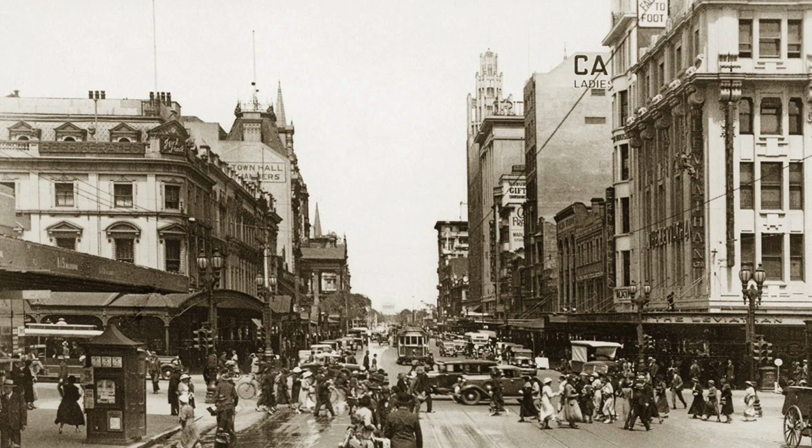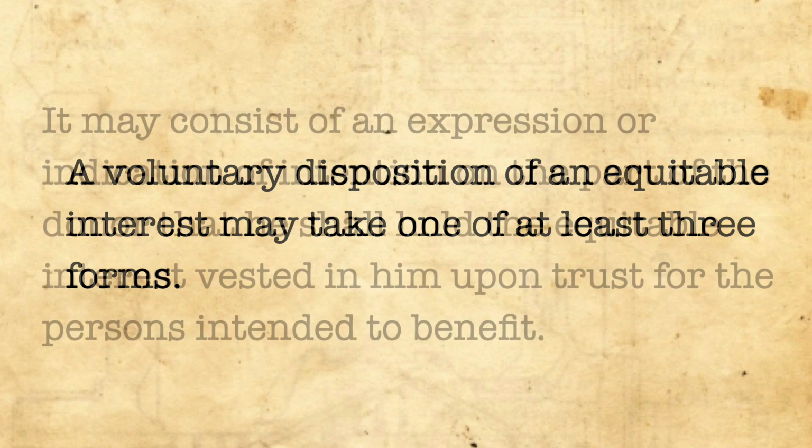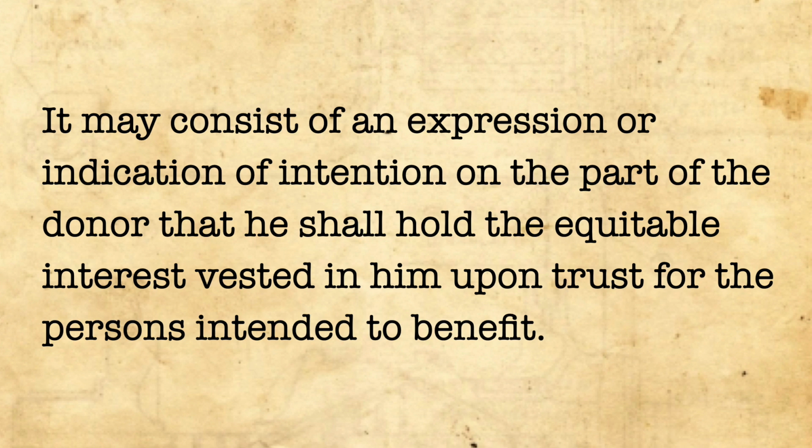In his judgment, Justice Dixon set out the rules for assigning an equitable interest. He said, "A voluntary disposition of an equitable interest may take one of at least three forms. It may consist of an expression or indication or intention on the part of the donor that he shall hold the equitable interest vested in him upon trust for the persons intended to benefit.